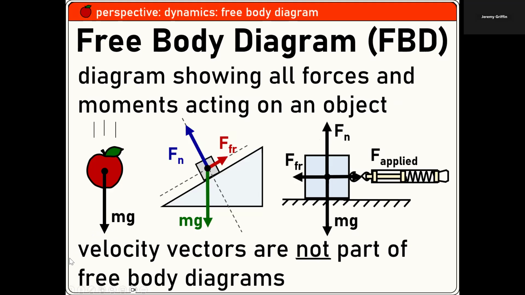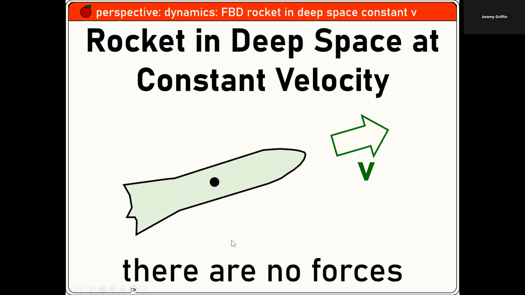What about this note at the bottom? Velocity vectors are not part of free body diagrams. If something's in motion, maybe you want to indicate that somehow. But is velocity a force? No. Velocity is just how fast something is going, like a speed, but a force is a push or a pull. If you push or pull on something, that can change its velocity, but these are different concepts with different units. Force is measured in newtons, and velocity in meters per second.